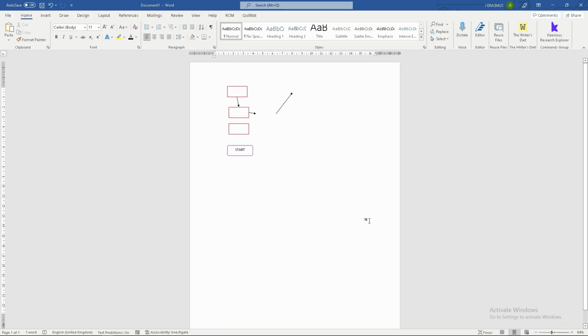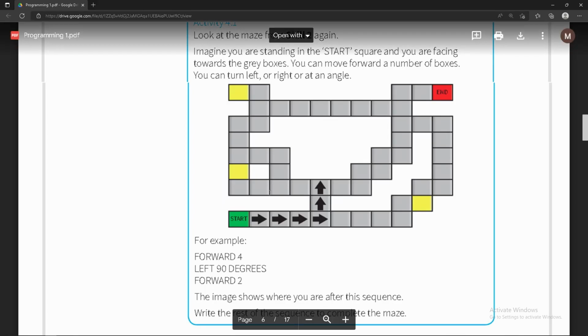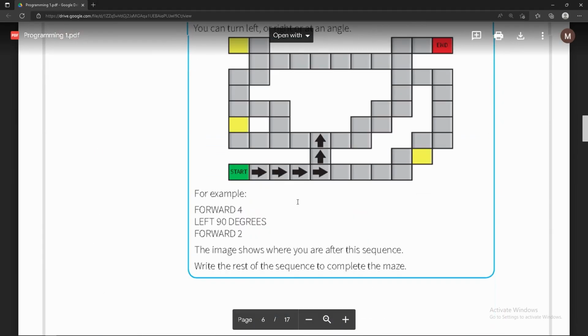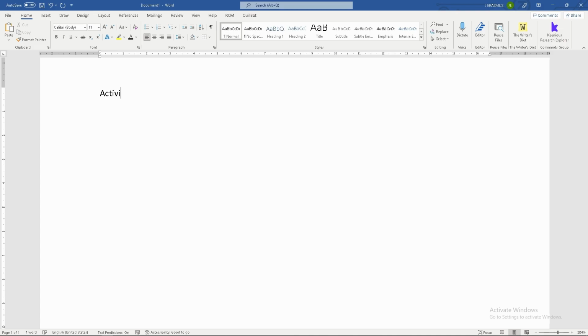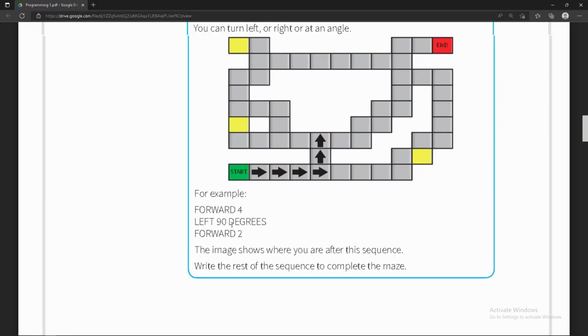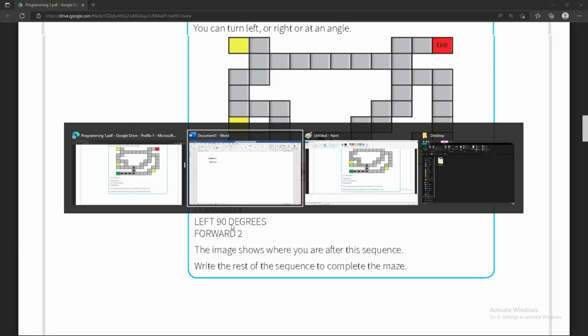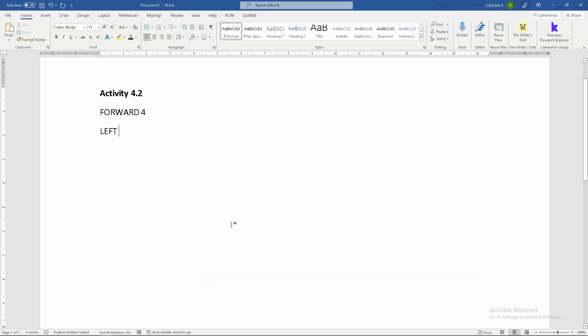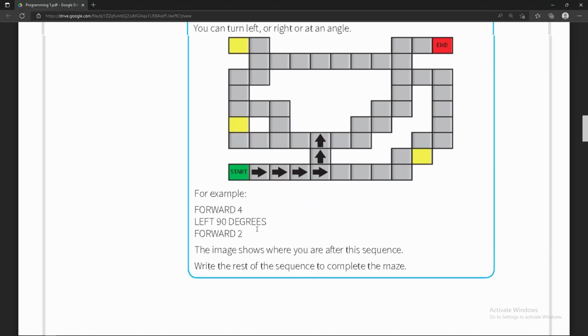So I'm just going to clear all of this. So for activity 4.2, okay, so now we're going to say forward. This does not need to be in bold. Forward, 4, left 90 degrees, and then forward 2. Okay, so now we're here.